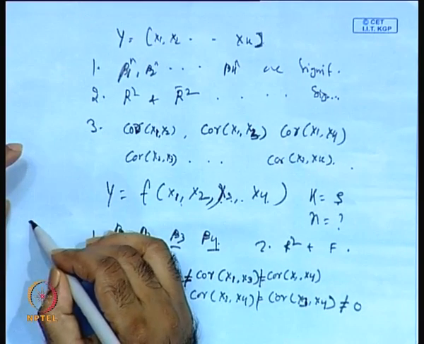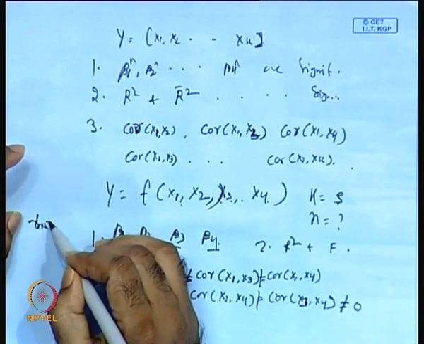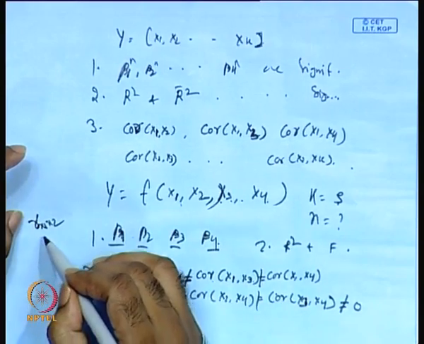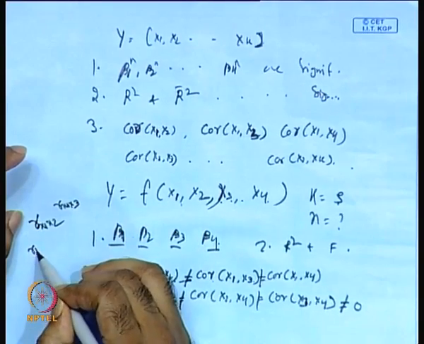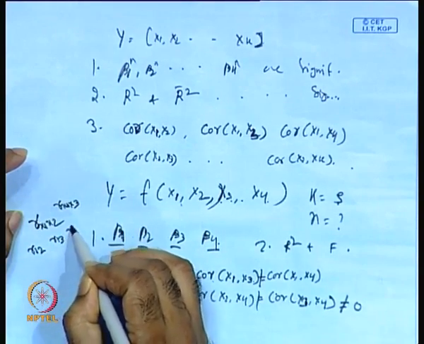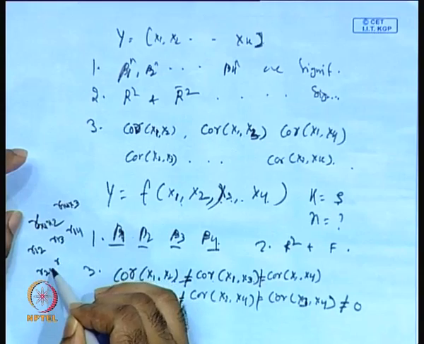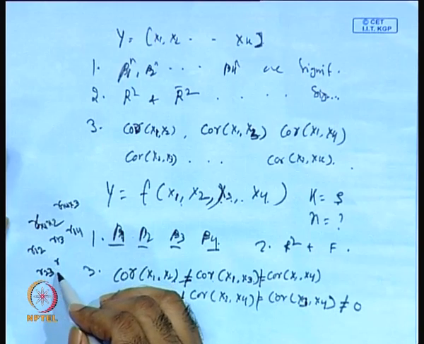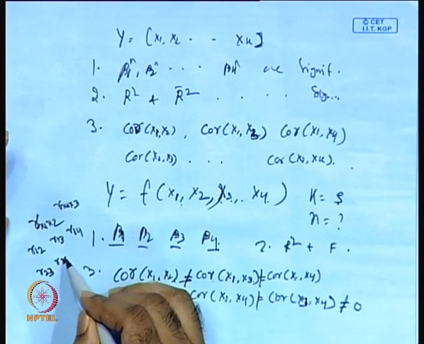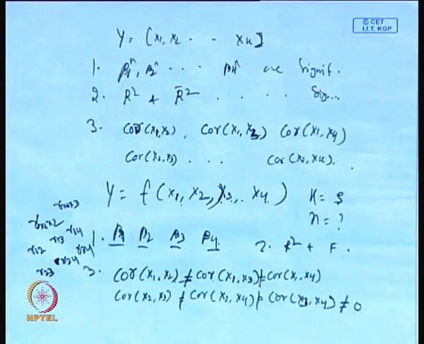We know the correlation coefficient is denoted as R. For the correlation between x1 and x2, you will call it R x1 x2. Then the correlation between x1 and x3, we will call it R x1 x3. Otherwise you can call them R12, R13, R14, then R23, R24, and R34. R21 and R12 are the same, because it is symmetric in nature. So these are the possible correlation coefficients.